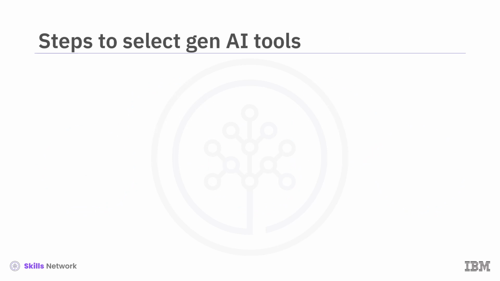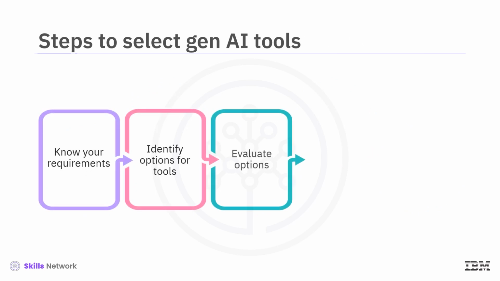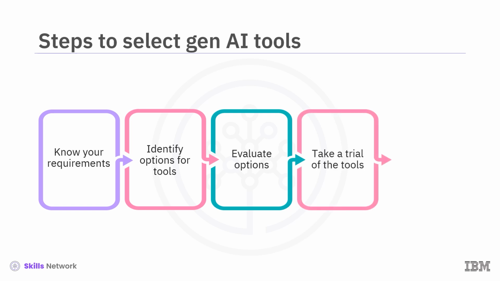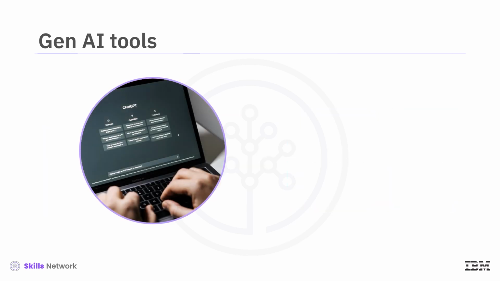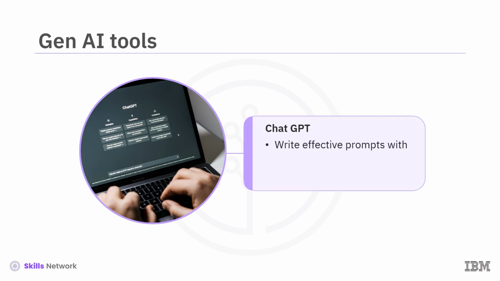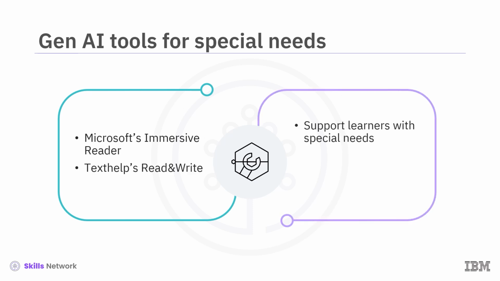You can select Gen AI tools by knowing your requirements, identifying options for tools, evaluating those options, trying the tools before committing, and finally, deciding on the tools. To leverage the full potential of Gen AI tools, such as ChatGPT, you should write effective prompts by defining the learning objectives and understanding learners' requirements. Gen AI tools, such as Microsoft's Immersive Reader and Text Helps Read and Write, support learners with special needs. They can convert text into multilingual audio and vice versa.